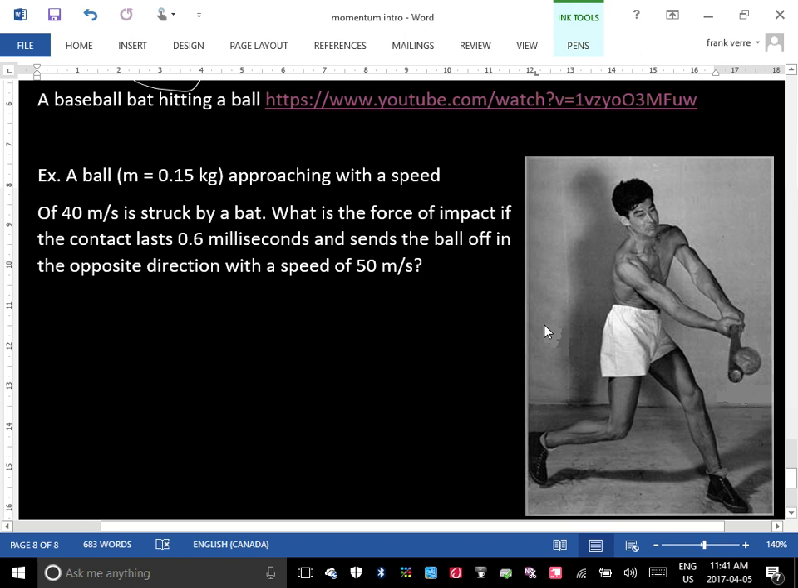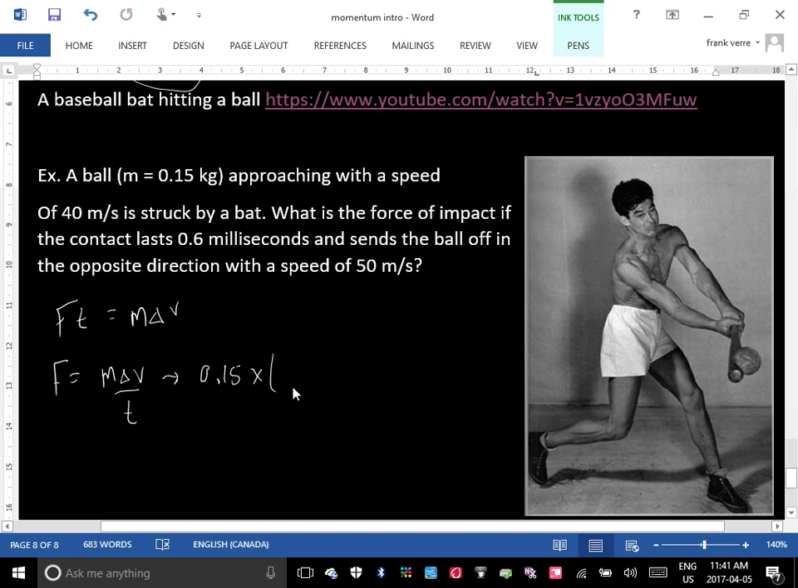We want to know the force of impact. So the equation that we have is Ft equals m delta v, right? We're going to arrange this for force. So F is going to equal m delta v over t. So the mass of the ball is 0.15 kilograms.